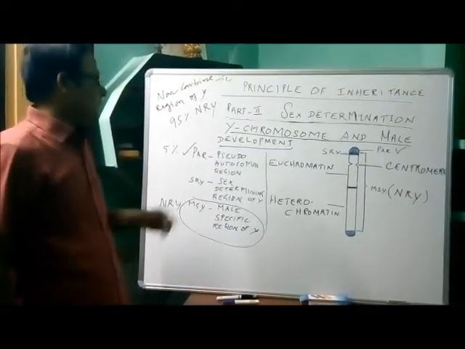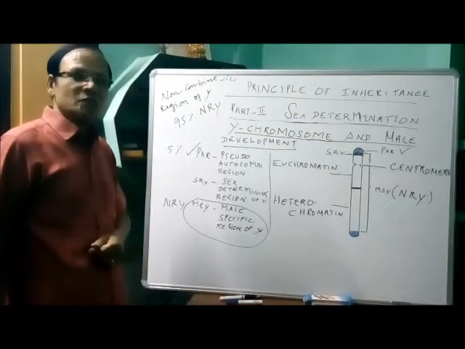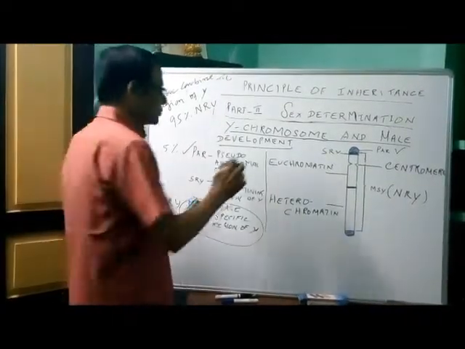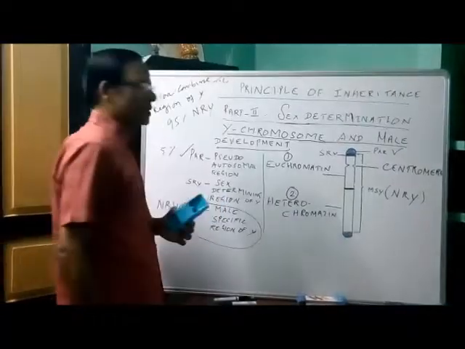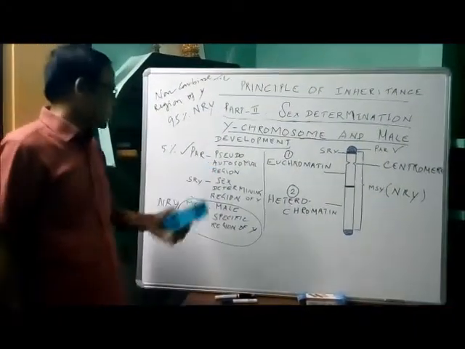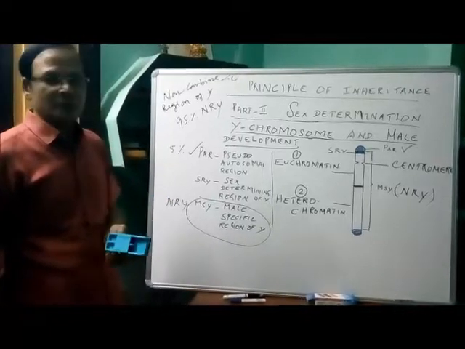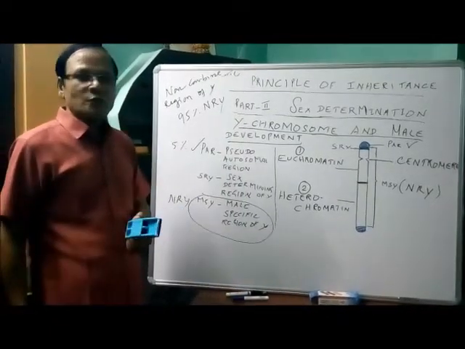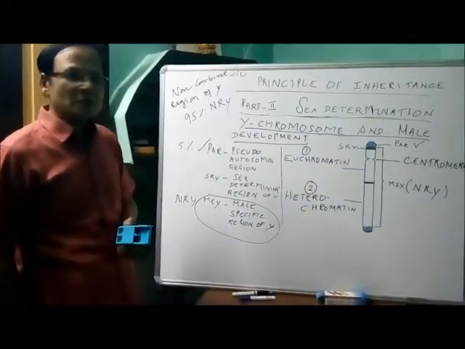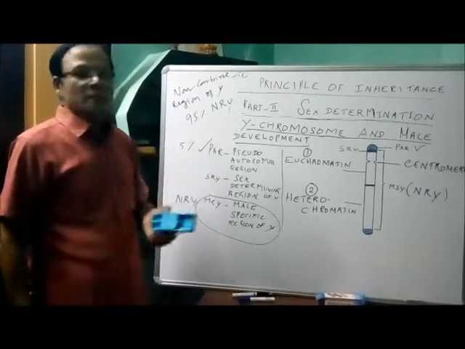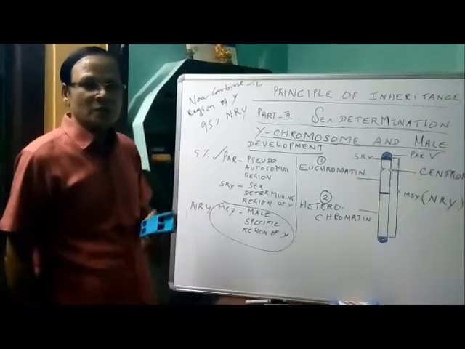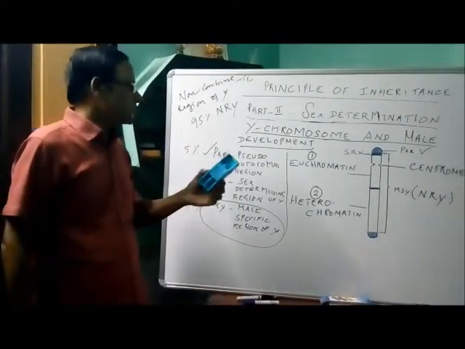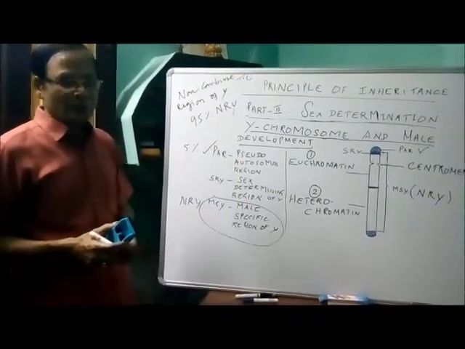Now, this NRY region is functionally divided into two components: one, euchromatin, another, heterochromatin. The euchromatin forms the functional genes region, and the heterochromatin forms the non-functional genes region. What is the difference between euchromatin and heterochromatin?